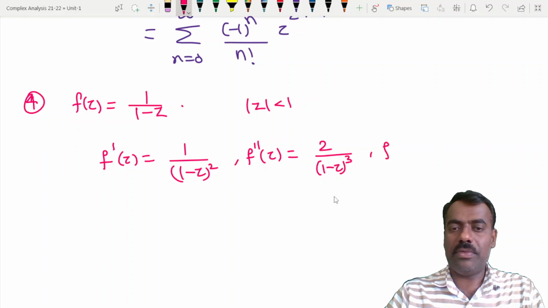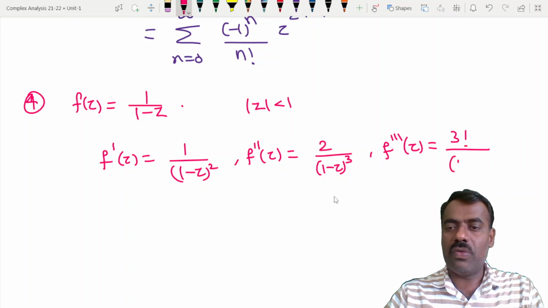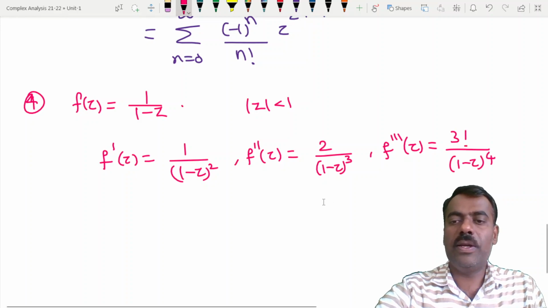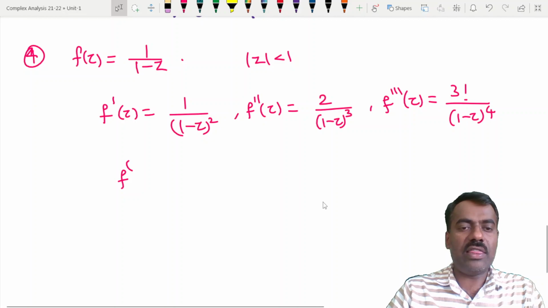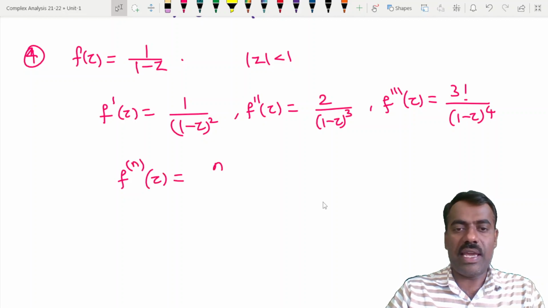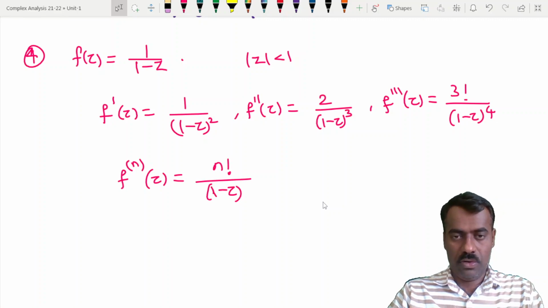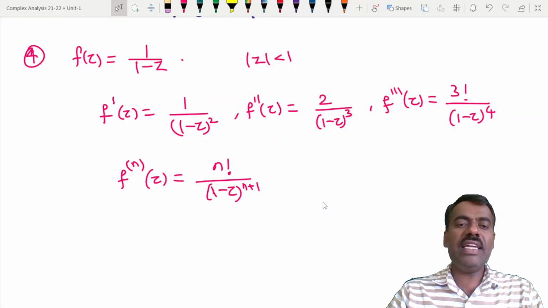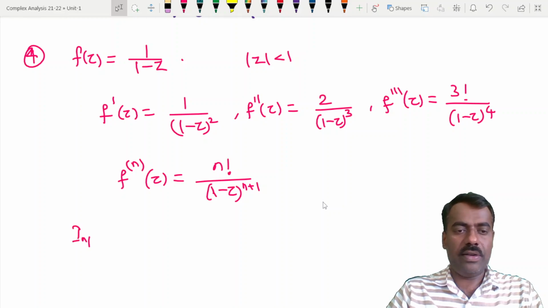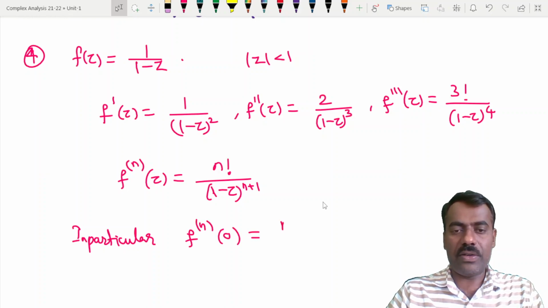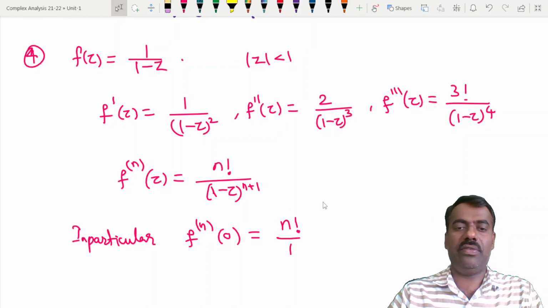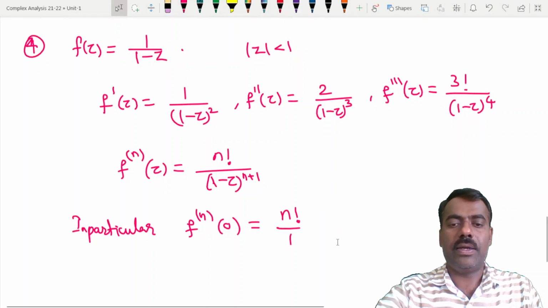Of course, next it is f triple dash of z is 2 into 3, which is 3 factorial by 1 minus z whole power 4, and so on. So therefore the nth derivative of f at z is n factorial by 1 minus z whole power n plus 1. So in particular when evaluated at 0, f n of 0 is n factorial by 1, since 1 minus 0 is 1, that is n factorial.